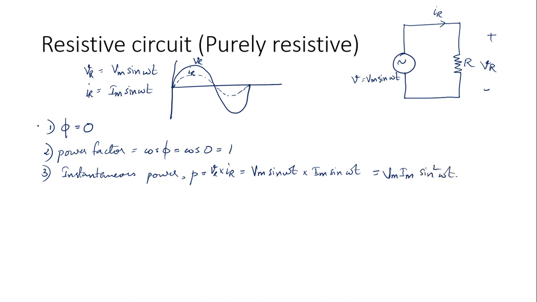So you've got the phase difference, you've got the power factor, you've got the instantaneous power, and the next parameter I'm going to check out is the average power. So the average power, I'm just going to represent it as P average. The average power is given as the average value of the instantaneous power.